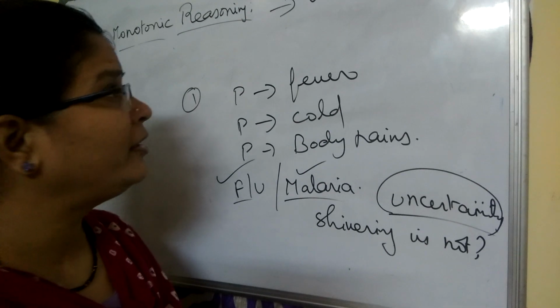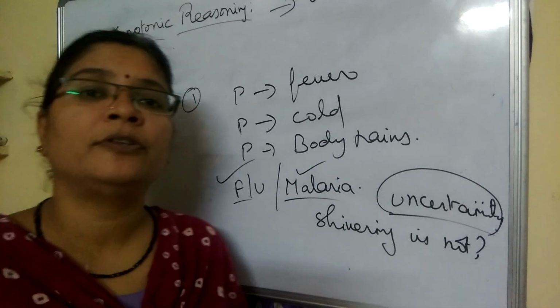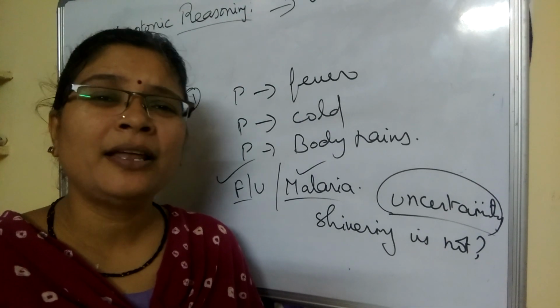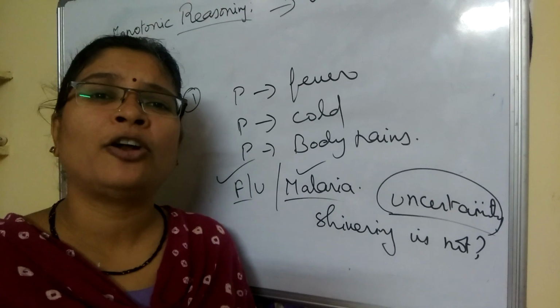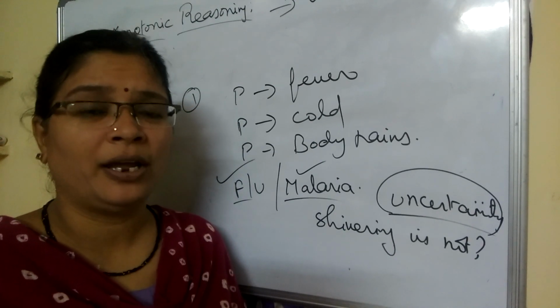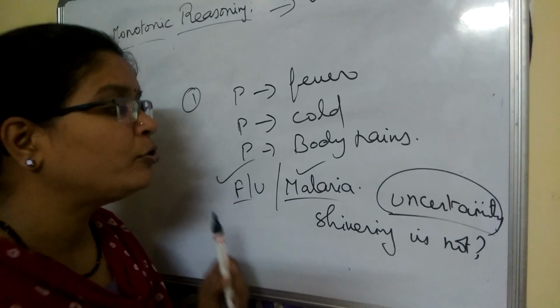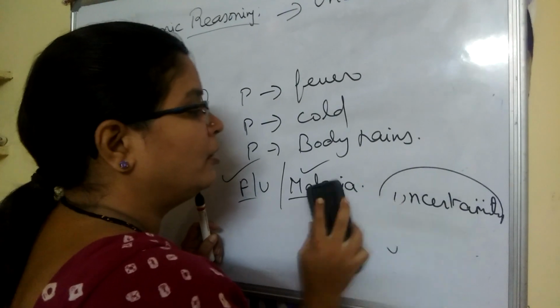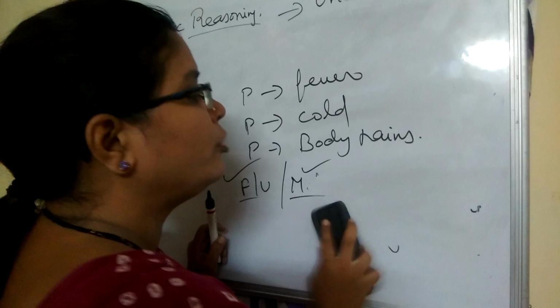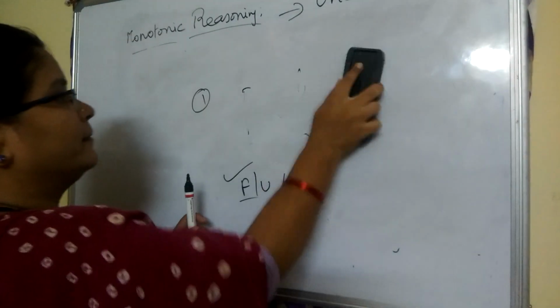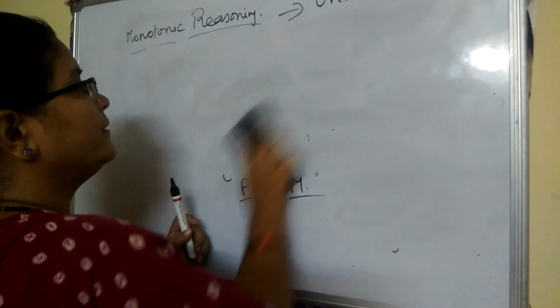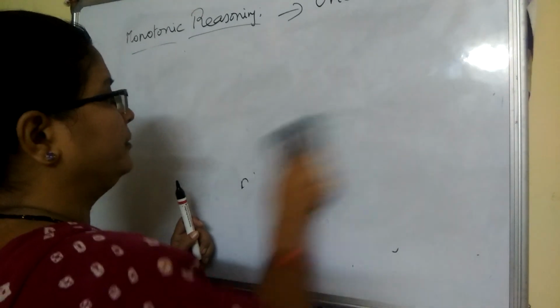Like that, we have many examples of uncertainty. Uncertainty means the logical validity we cannot clearly mention. Either it is true or false, we cannot clearly mention. For that, we have to use multiple techniques. What are the various techniques? In the coming videos, we are going to discuss them. Okay, so this is nothing but the uncertainty.